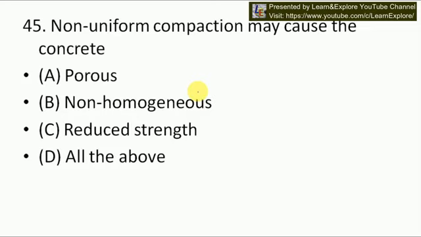Non-uniform compaction may cause the concrete to be porous, non-homogeneous, reduced in strength, or all of the above. So our answer will be D, all of the above. Non-uniform compaction may cause the concrete to be porous, non-homogeneous and reduce the strength. So our answer will be D, all of the above.